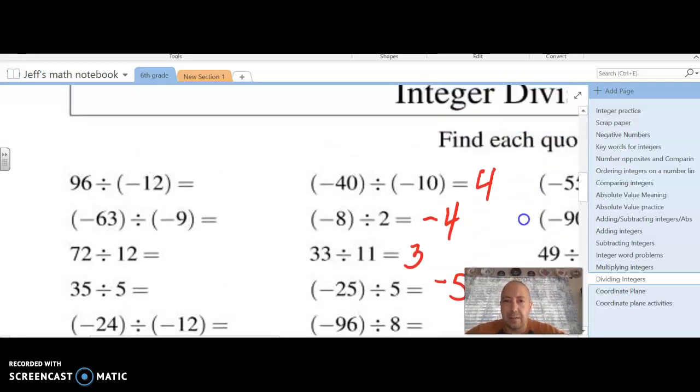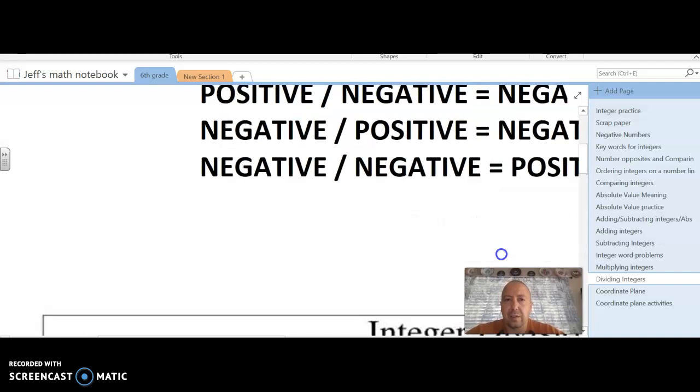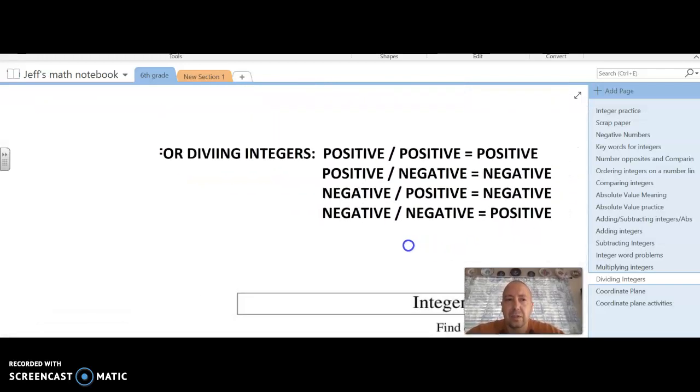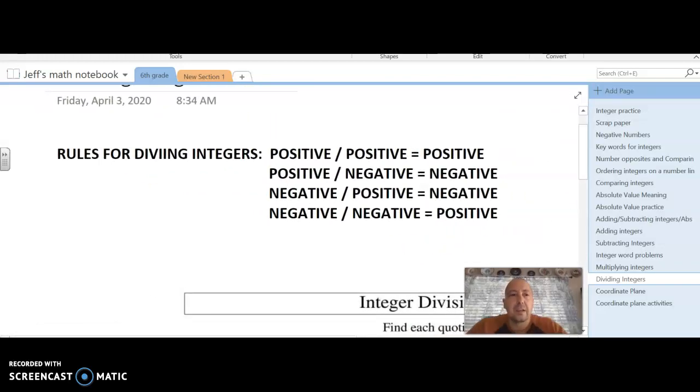And again, if we go back and look at those rules, if we stick to the rules, we can get the correct answer as far as it being a positive or negative answer.